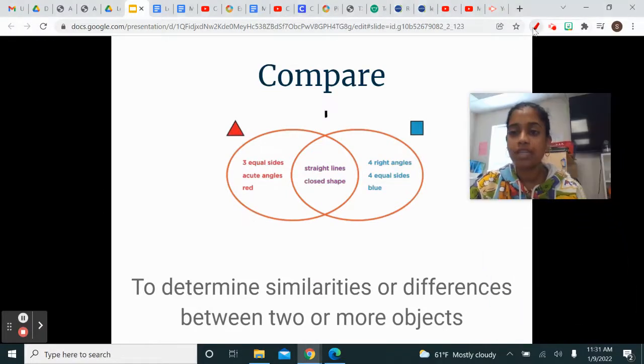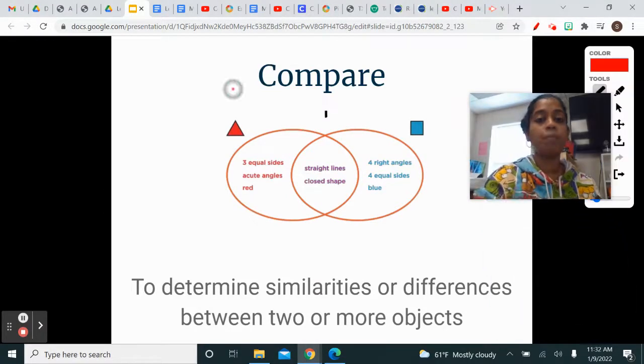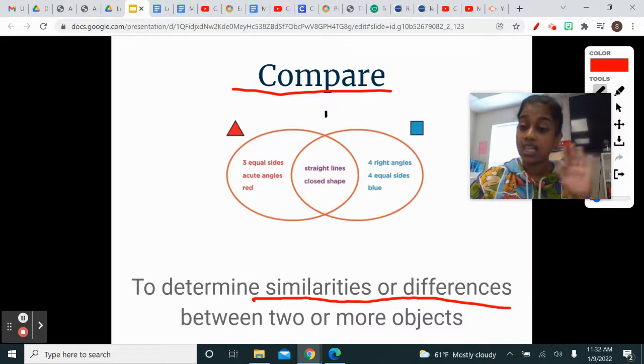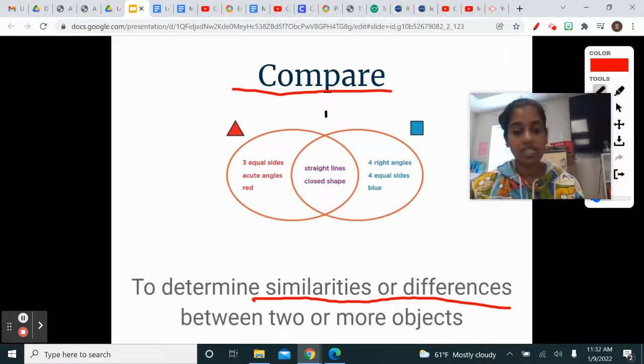A quick review of last lesson's word, compare. What does it mean to compare? To determine similarities or differences, so things that are the same and things that are different between two or more objects. Over here, for our similarities and differences, we have a Venn diagram between our red triangle and our blue square. Everything on this side is our differences, right?